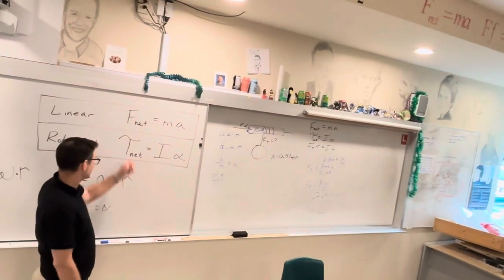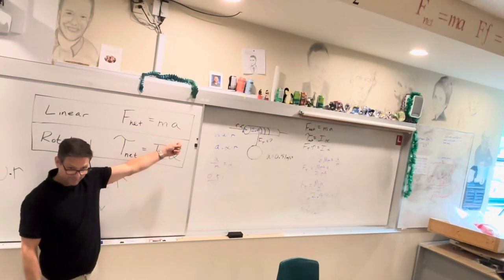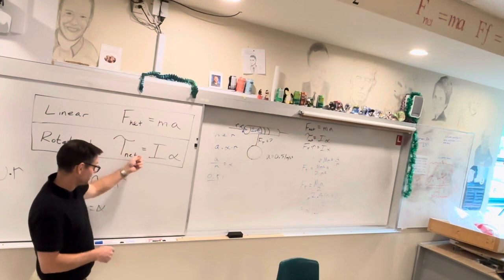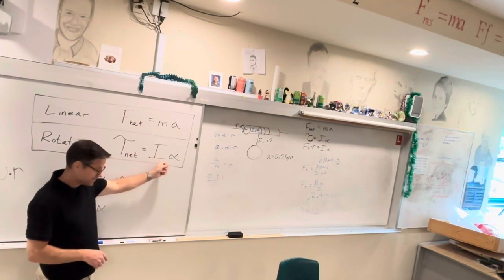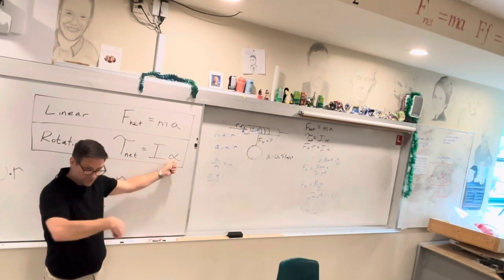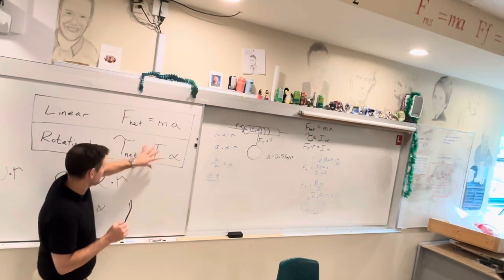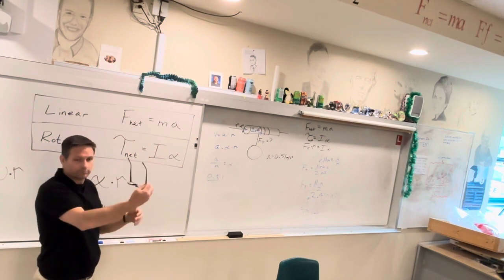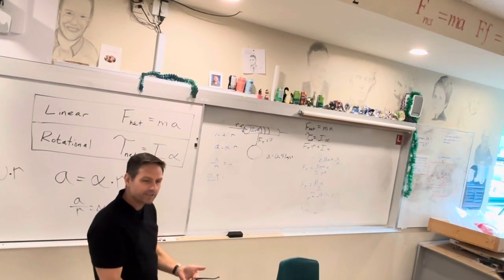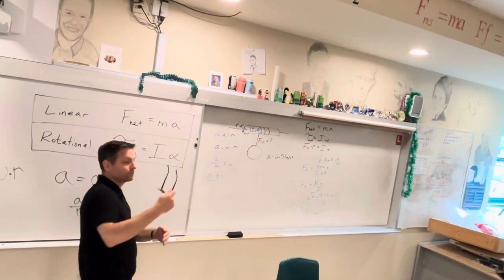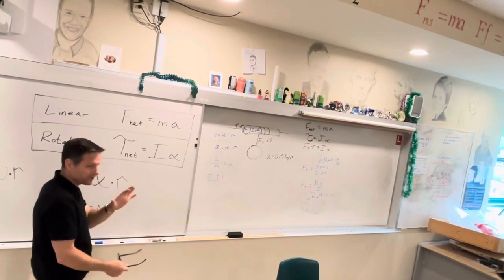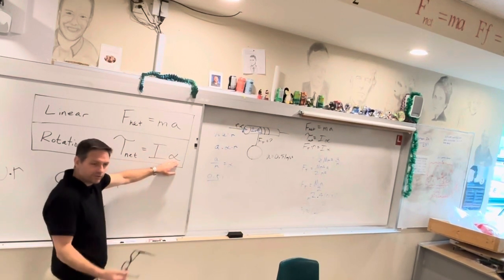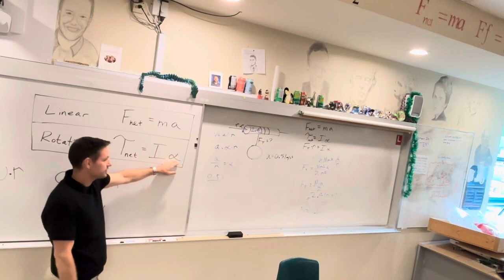F net is MA, linearly, right? But rotationally, that means the net torque is equal to I, which is moment of inertia, times alpha, which is rotational acceleration. So this is all kind of analogous. Rotationally, mass is like moment of inertia. Mass is resistance to force, right? Inertia is resistance to rotational force, the moment of inertia. And alpha is just acceleration angularly, so this is radians per second squared instead of meters per second squared.